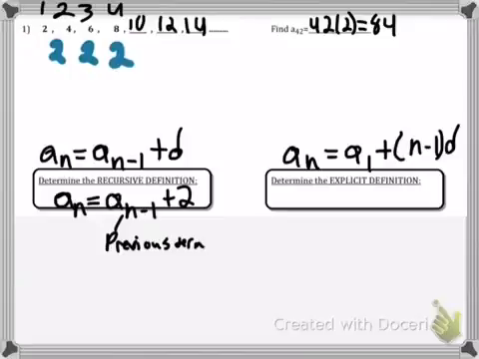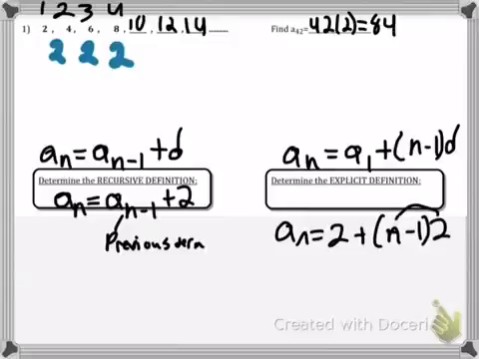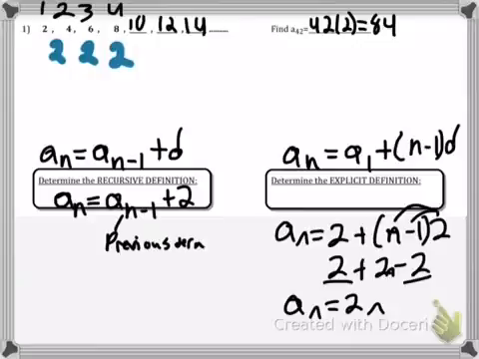Right here we'll say, alright, a sub n equals 2 plus n minus 1 times 2. Distribute here, get 2 plus 2n minus 2. So 2 minus 2 is 0, so a sub n equals 2n. So that's my explicit formula. That means I can plug in any term for n and get that number in our sequence.